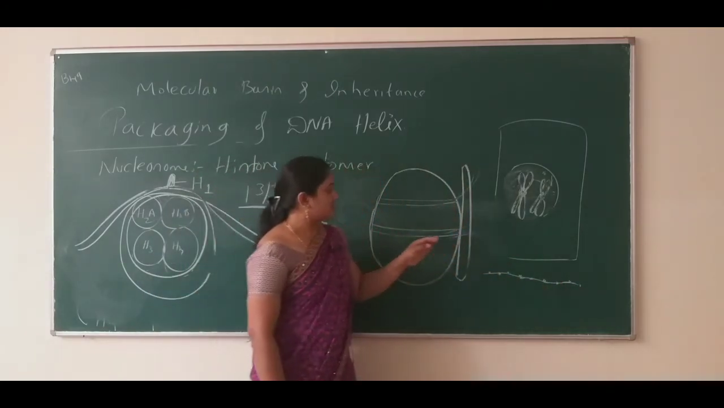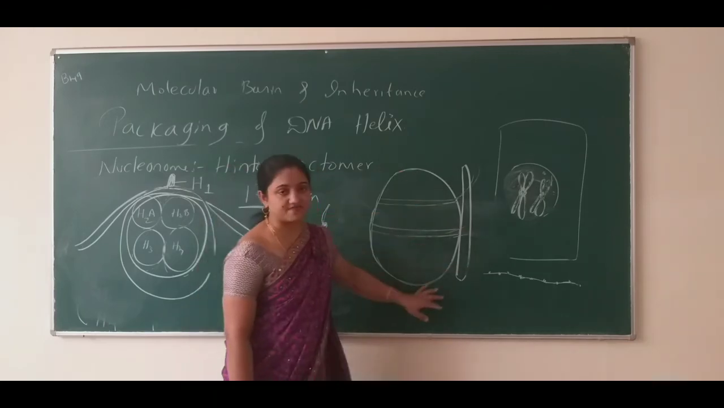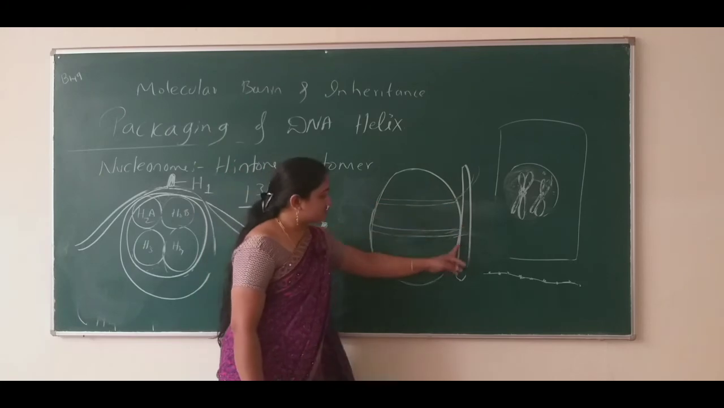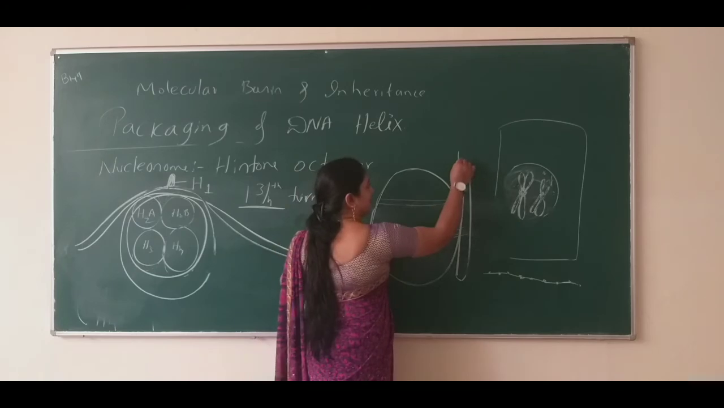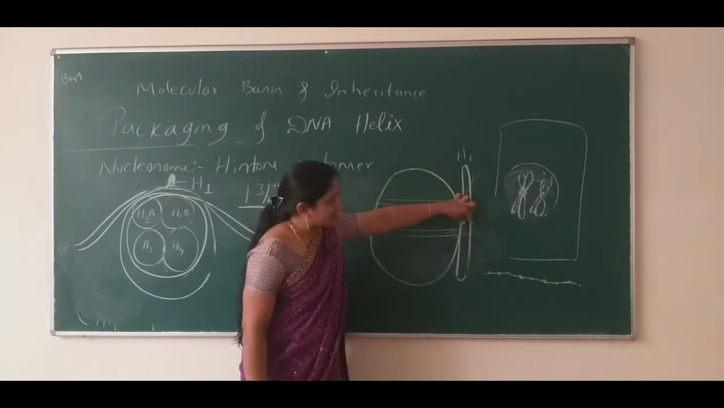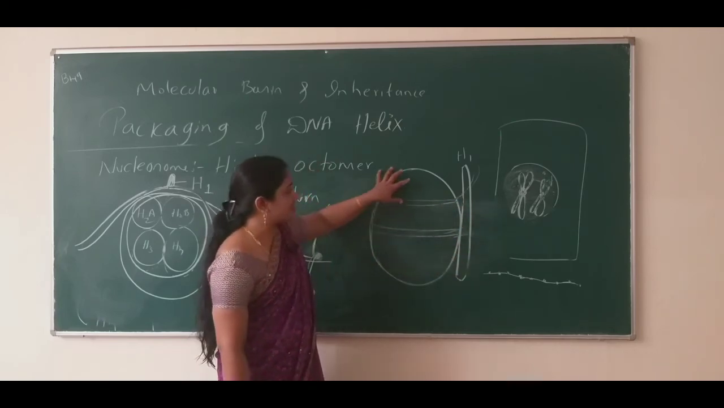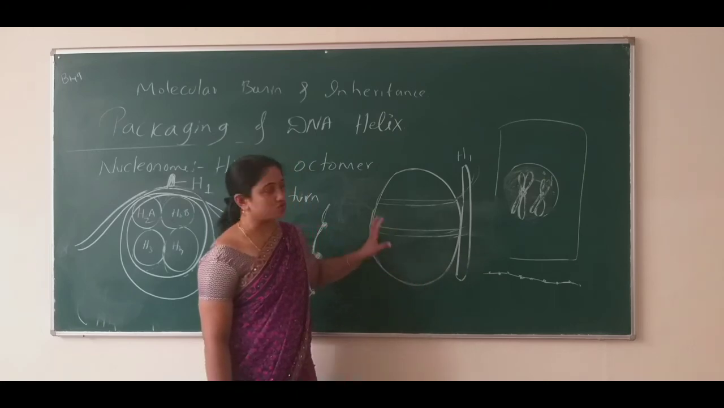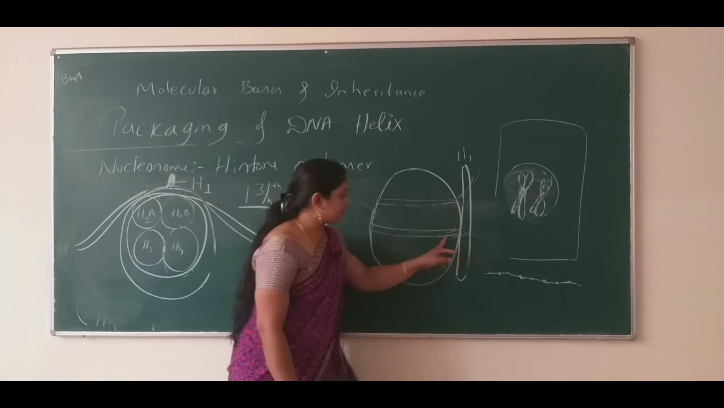It is visible like beads on a string structure. In your syllabus, or in the NCERT book, they have given this type of structure. So consider this as a histone octamer, or histone protein, and this as the H1 protein, which is acting like a clamp holding the DNA strand and the histone octamer. And this is the DNA strand.